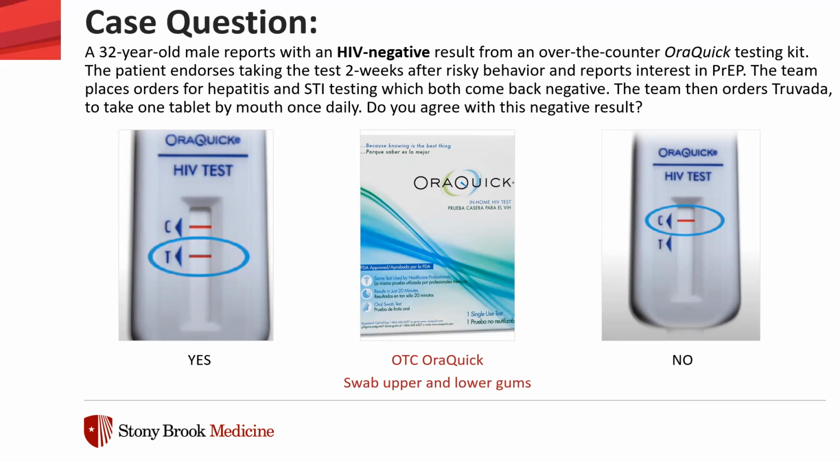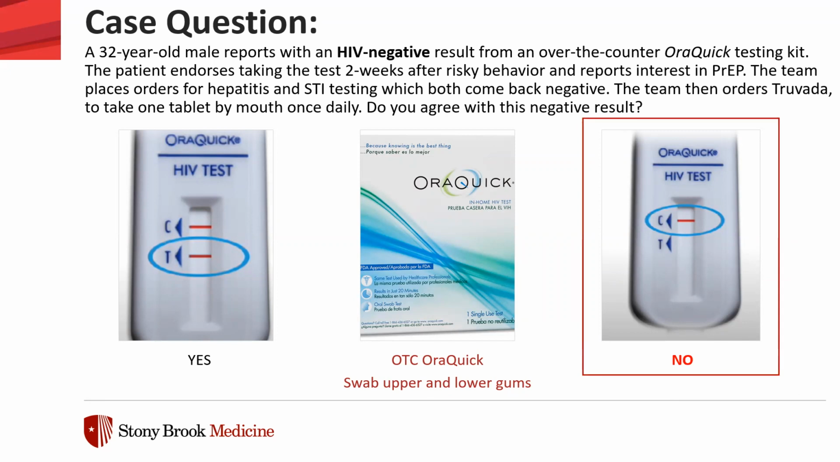Great. So the answer here is no. And the answer is no for a few reasons. So the first reason is this patient endorsed taking the test 2 weeks after risky behavior. If we remember, there is about that 3-month lag effect. So we could therefore be starting a PrEP regimen without a confirmed HIV negative result.